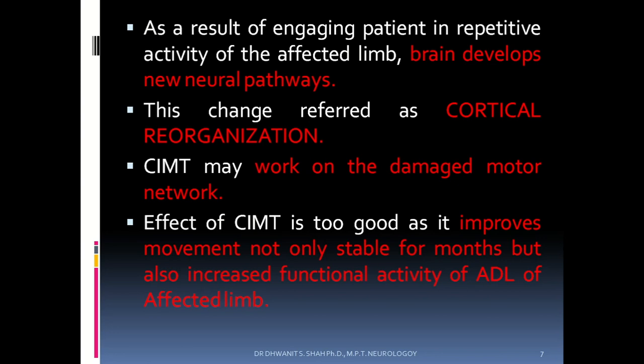As a result of engaging the patient in repetitive activity of the affected limb, the brain develops new neural pathways. This is also referred to as cortical reorganization. CMT may work on the damaged motor network, and the effect of CMT is so good that it improves movement, which is stable for months and shows functional outcome for months after the treatment, and it can be converted to the real-life activities of the affected limb.